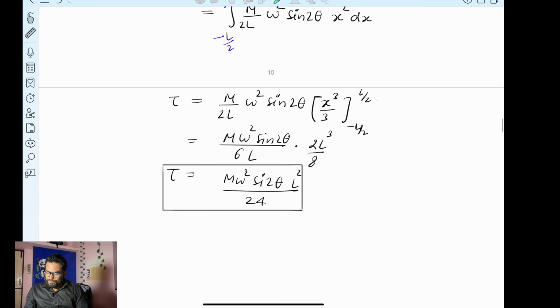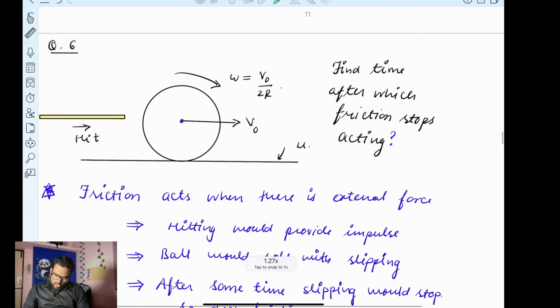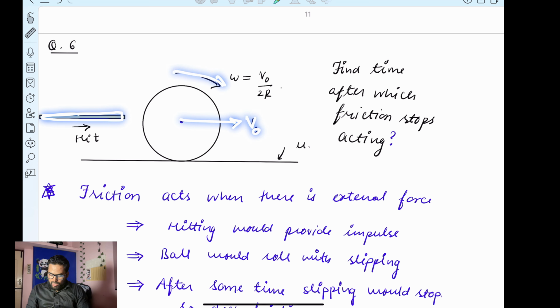Moving on to the next problem. Next, question number 6. What does it say? We have a rod here, a stick here. We are hitting this ball with this stick. It's a spherical ball. So what is happening when you hit it is that it gets a forward velocity v naught and an angular velocity v naught by 2r.